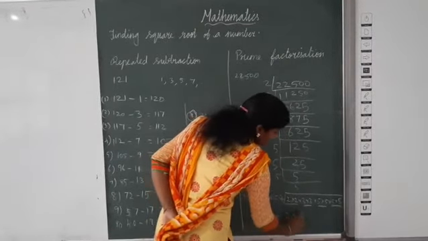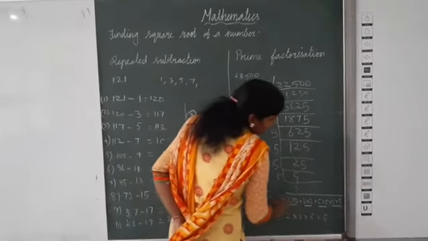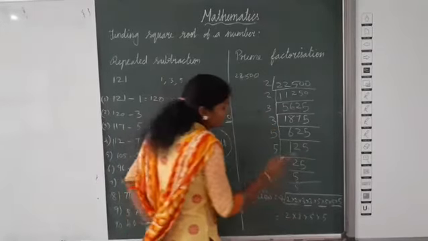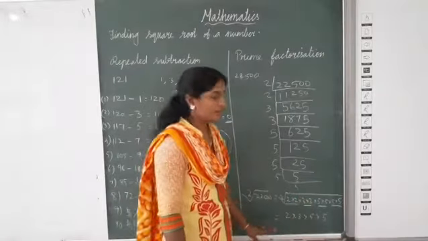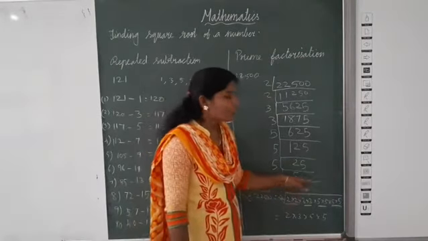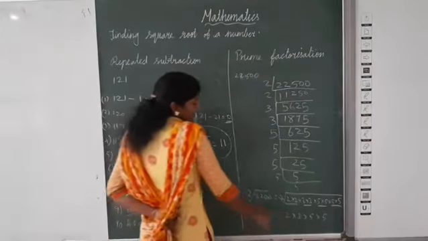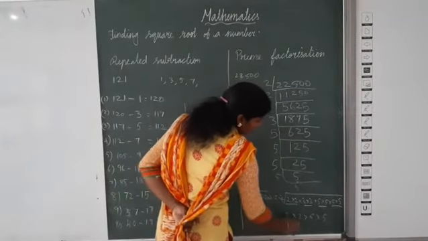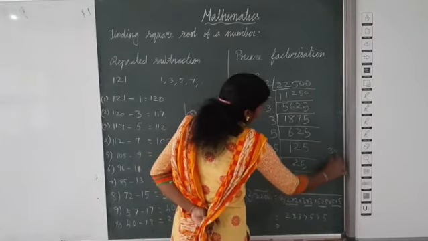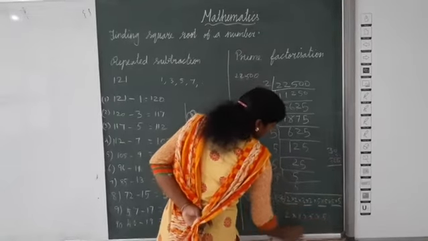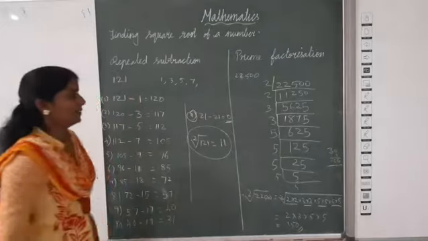So what's the answer? 2 into 3 into 5 into 5. We take 2 in 1 outside, so no need to put the square root. If you put the square root here, that is wrong. When I have removed the square, we can take that outside. So here we can multiply and write: 2, 3s are 6, 6, 5s are 30, 30 into 5, 150. 150 is the square root of 22,500.